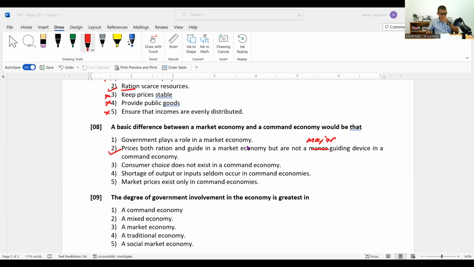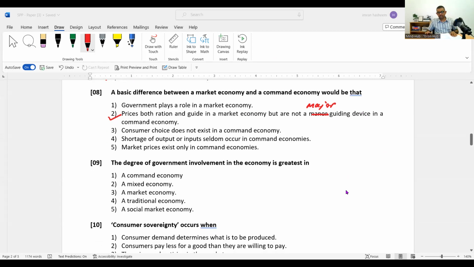Then number 9, the degree of government involvement in the economy is greatest. The level of government involvement is the greatest in what kind of economic system? The degree of government involvement will be the greatest in a command economic system. That's where the government plays the central role. The correct answer should be command. That's a very straightforward question.